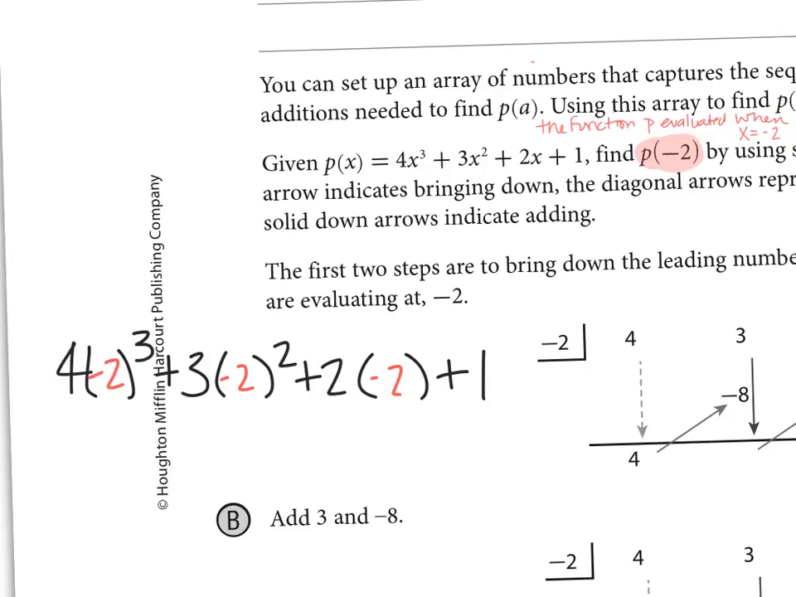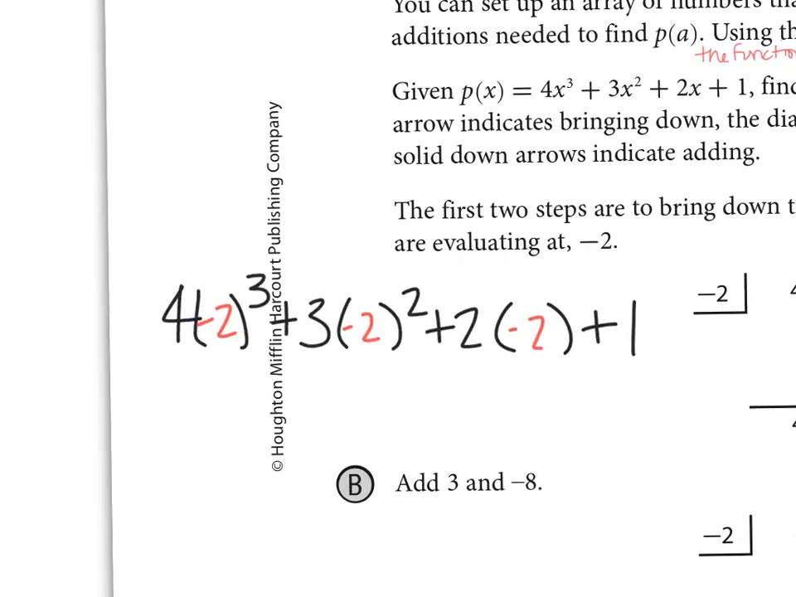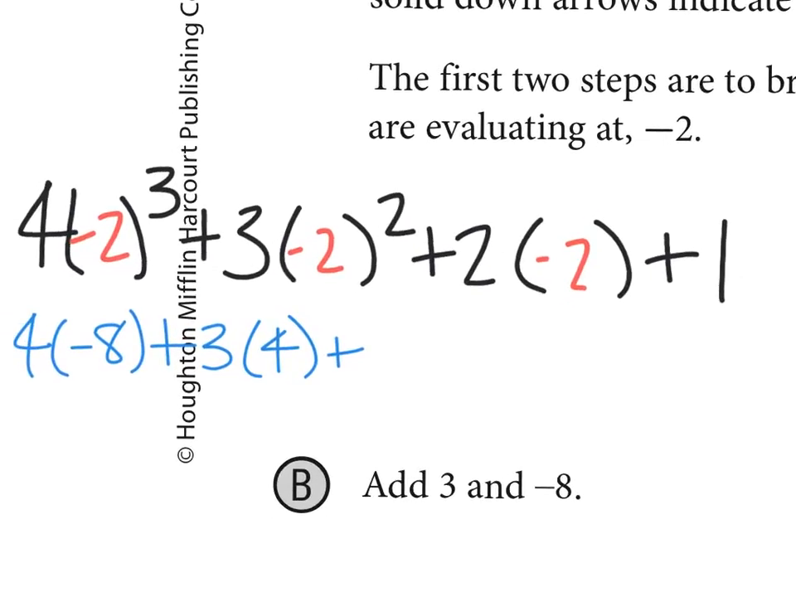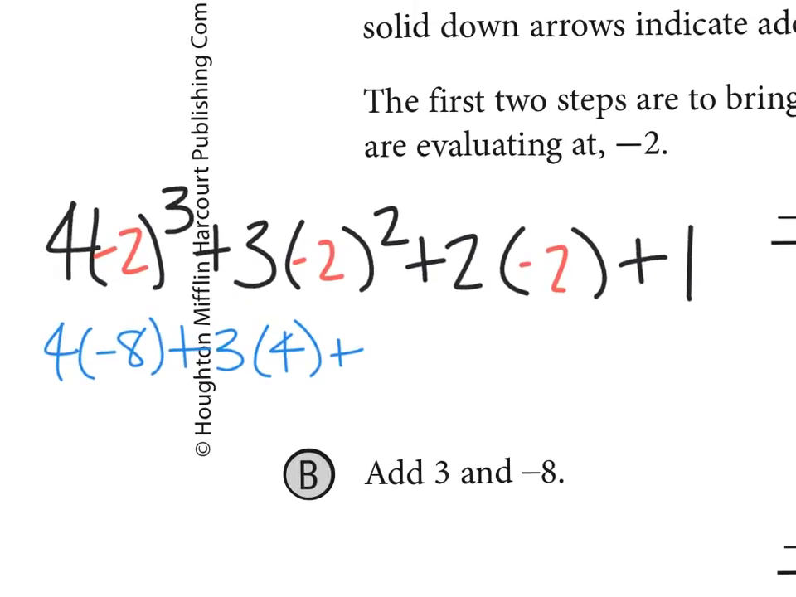So let's do the math on this because I think we can do it without a lot of trouble. So negative 2 cubed, because we start with our exponents, what's negative 2 times negative 2 times negative 2? Negative 8. So this is now 4 times negative 8. What about negative 2 squared? 4, and it's positive. Plus, it says 2 times negative 2. What's 2 times negative 2? Negative 4, and then plus 1.